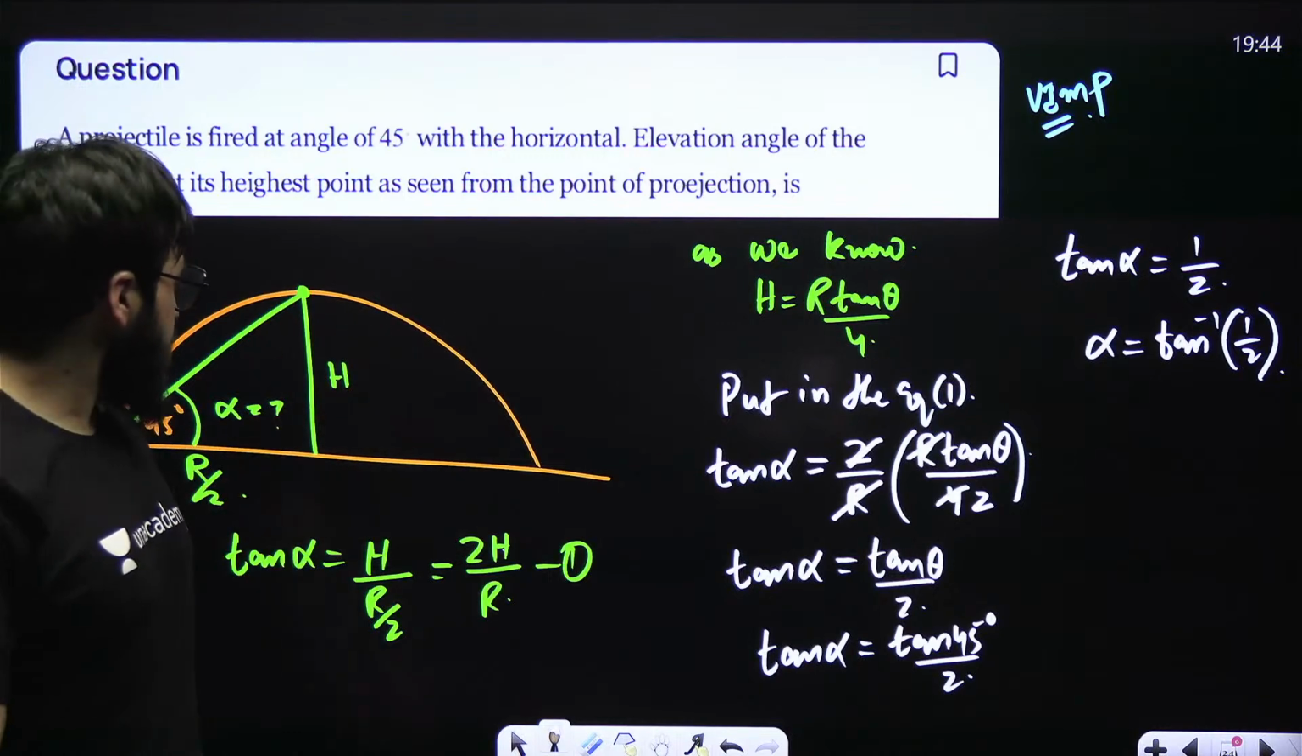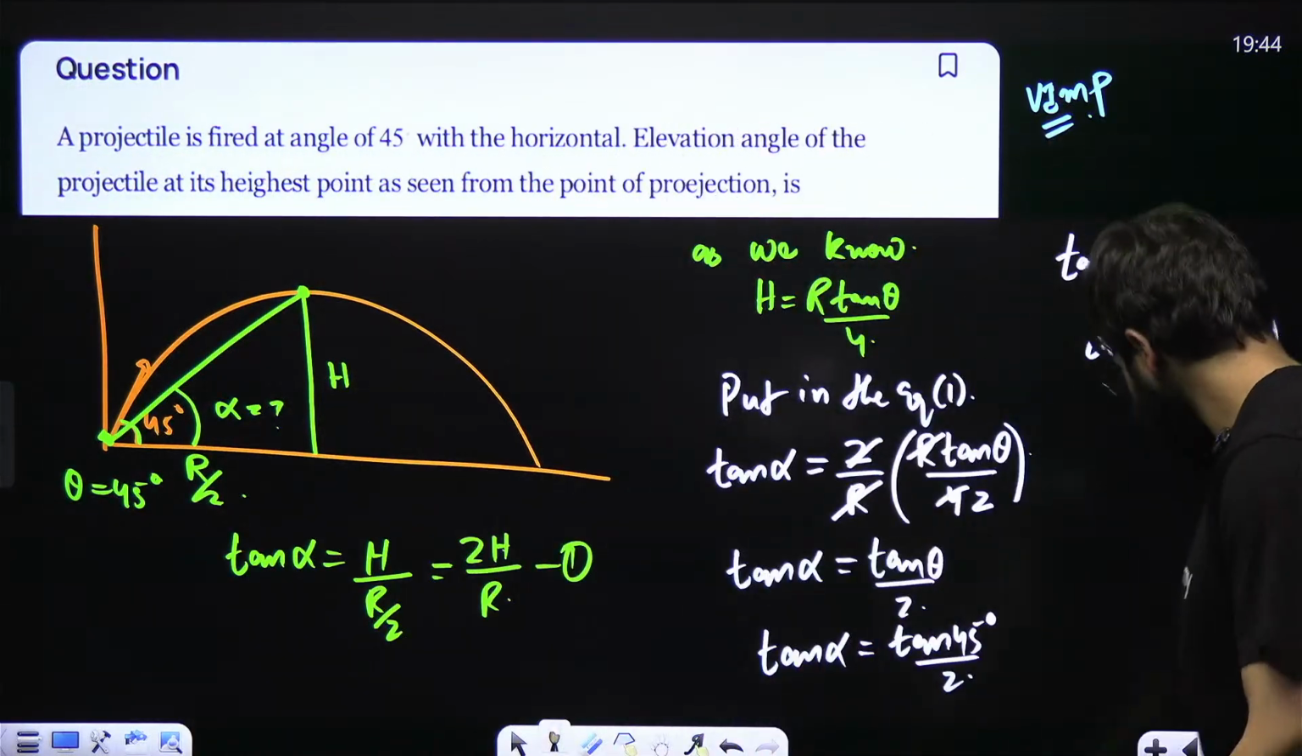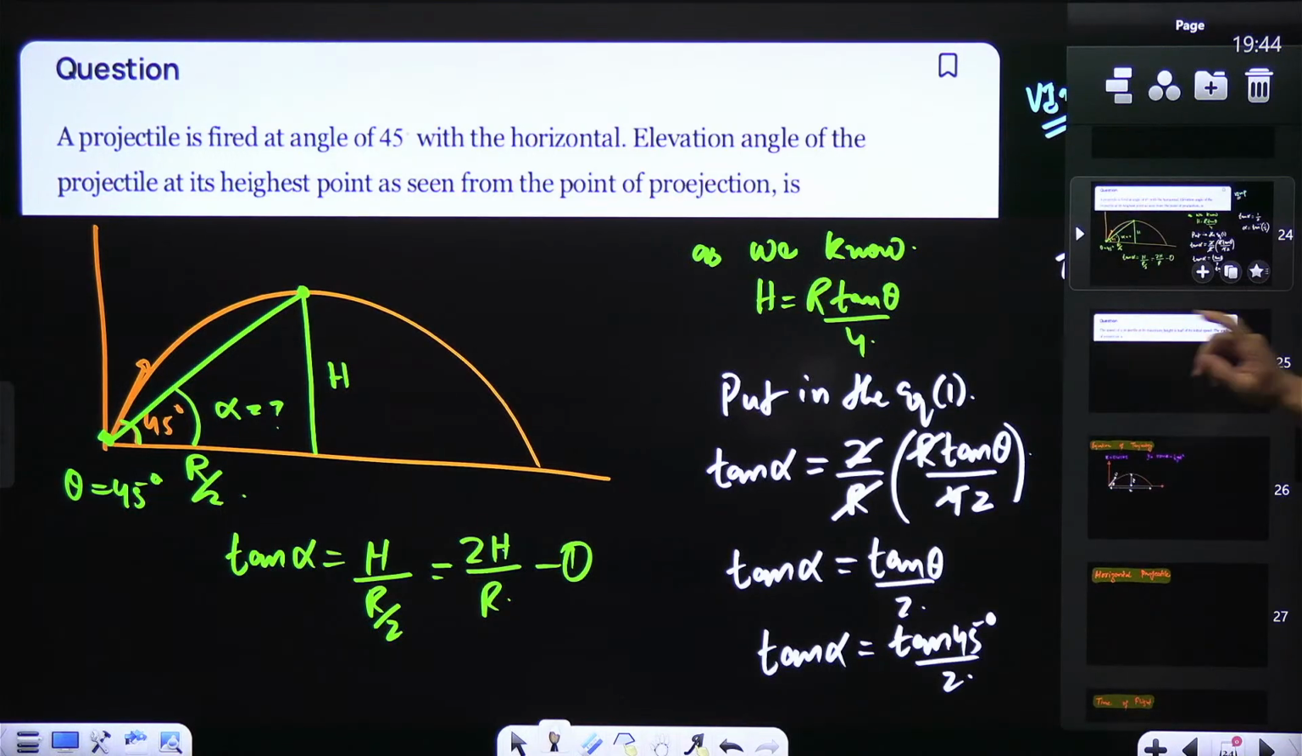Is this clear? Is this clear? I hope this question is also sorted.